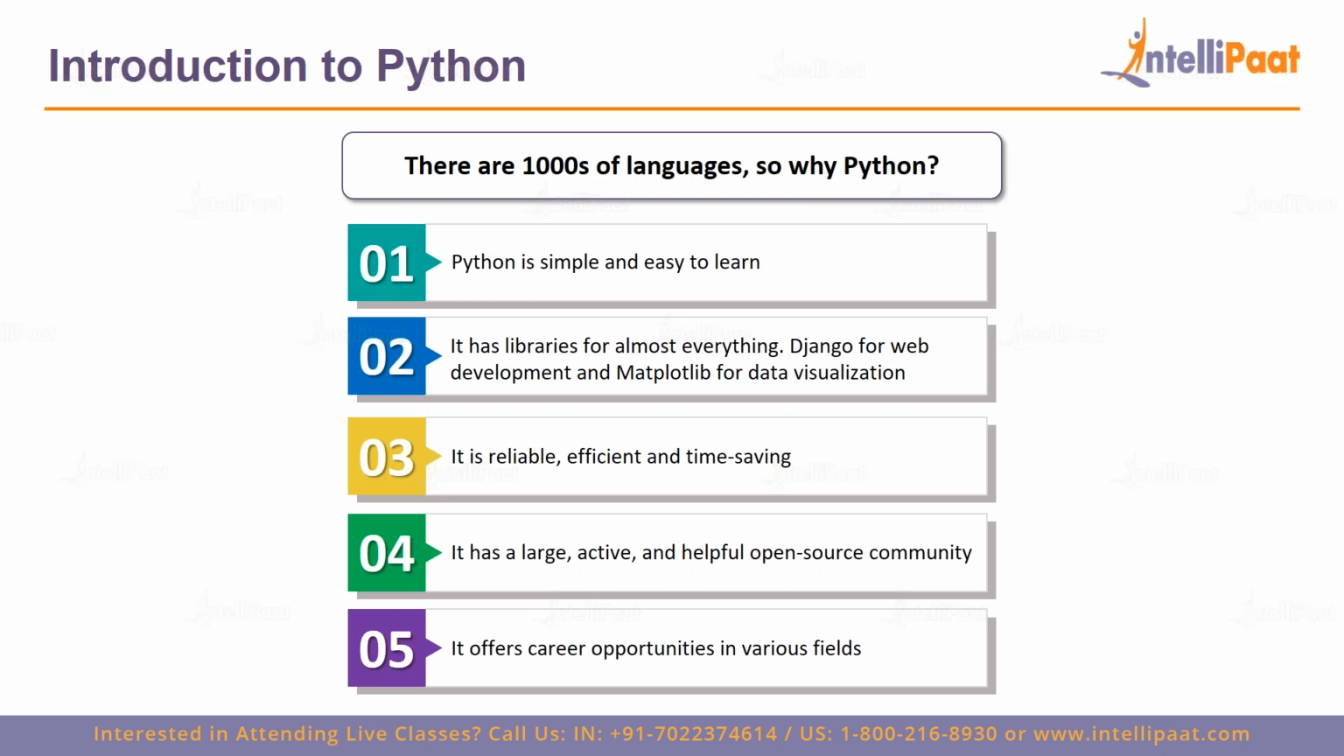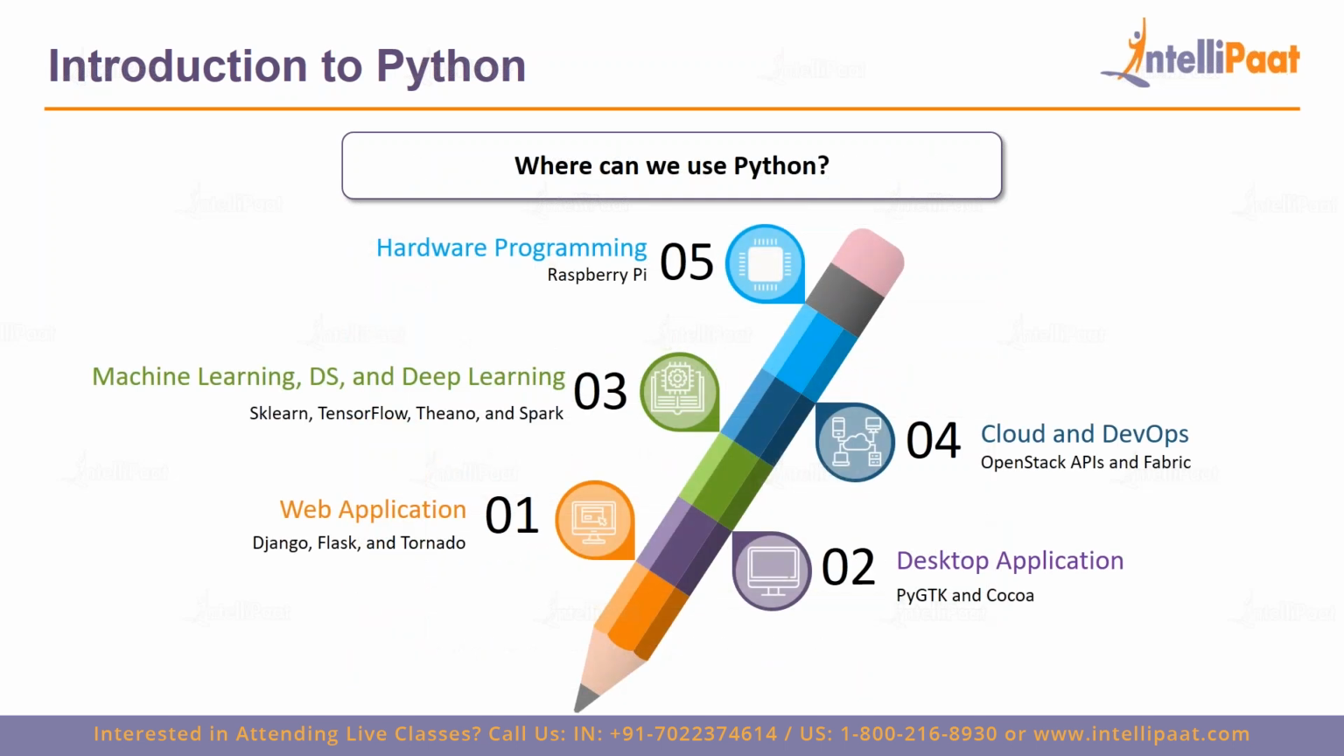It's used in web applications such as Instagram and all that. It's used in simple scripts that you can write for automating some things that you want to automate. There are multiple things that you can do with Python, and because of which it provides you opportunities in several fields. So where can you use Python?